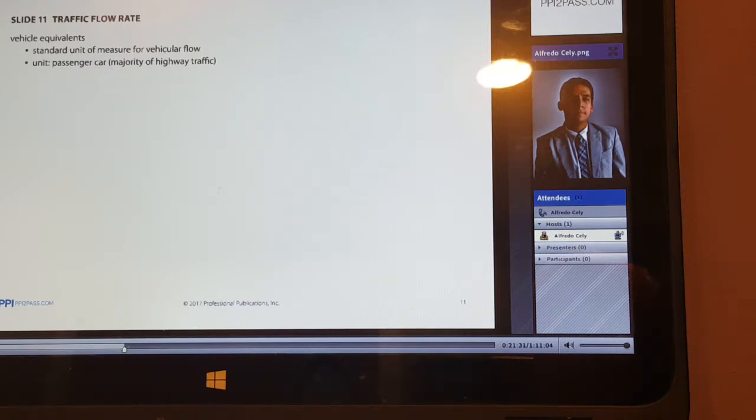Now, this equivalency of vehicles is calculated using factors obtained from the Highway Capacity Manual. And the vehicle equivalents are influenced by many factors such as the speed, the size, and the density. Now, converting everything to a passenger car equivalent is from information that comes from the Highway Capacity Manual.